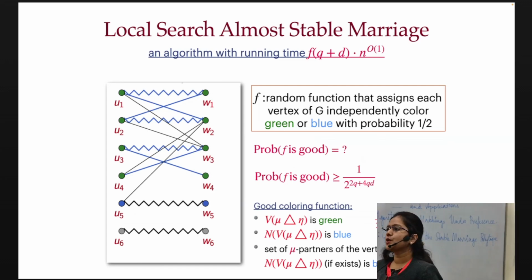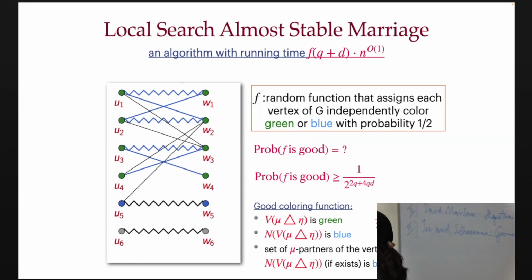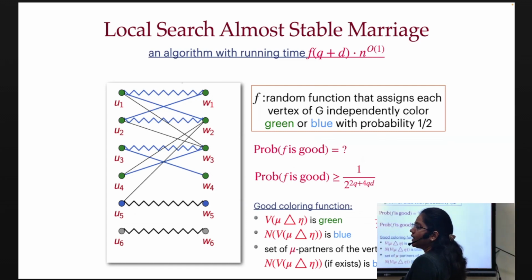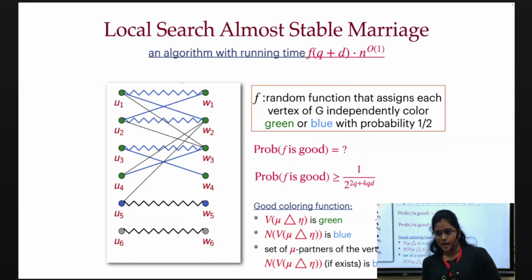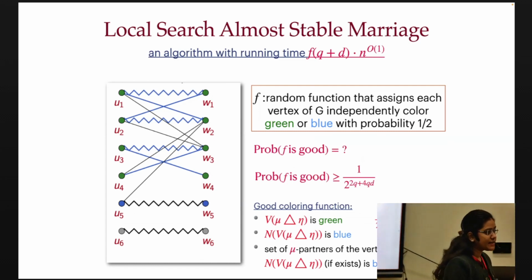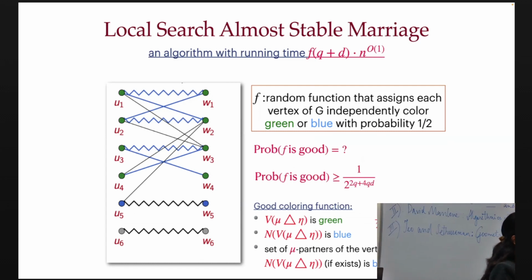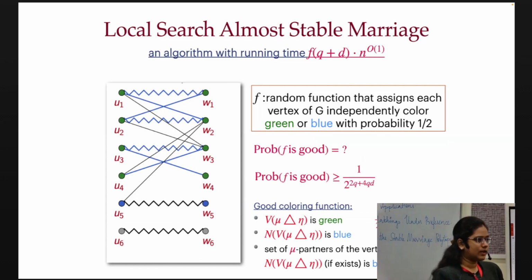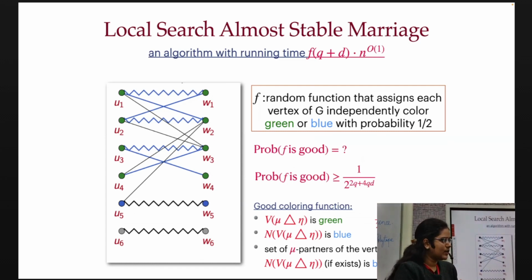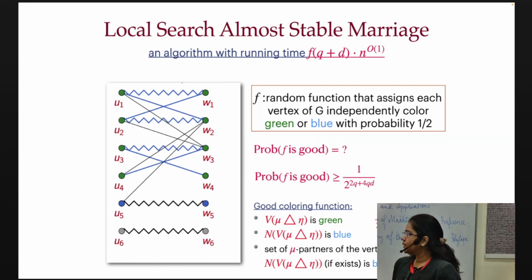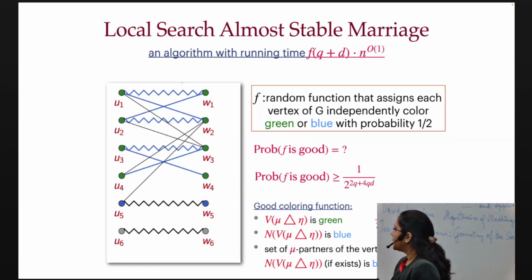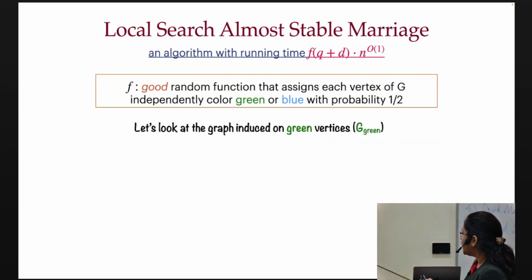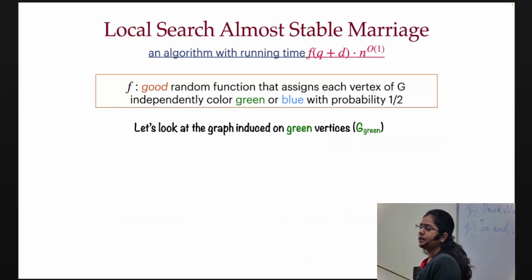So what did we do so far? We just highlighted the vertices that are in mu symmetric difference eta. We still don't know the edges. There are a lot of edges incident to these, right? Fine, we'll come to that. Now let us look at the graph induced on these green vertices.